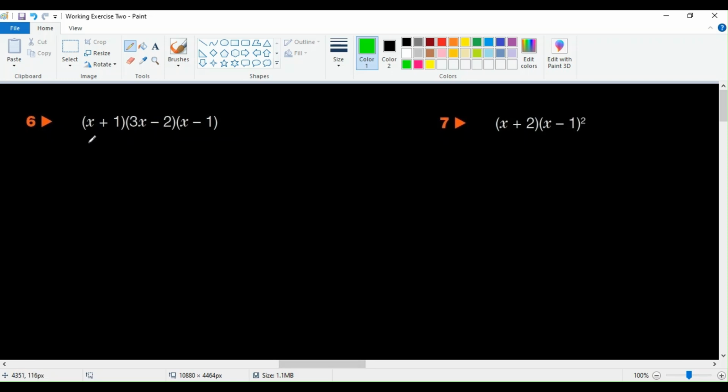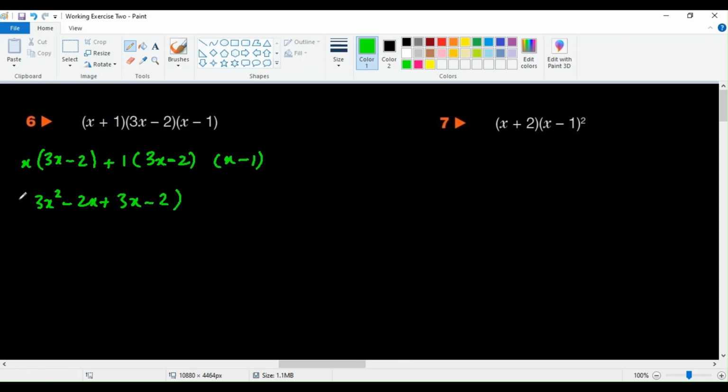Now I am going to write 3x minus 2 two different times, 3x minus 2 two different times, and x minus 1 for later use, and first I'll multiply by x and then with plus 1. So this is going to give us 3x squared minus 2x plus 3x minus 2, which is going to be multiplied by x minus 1.